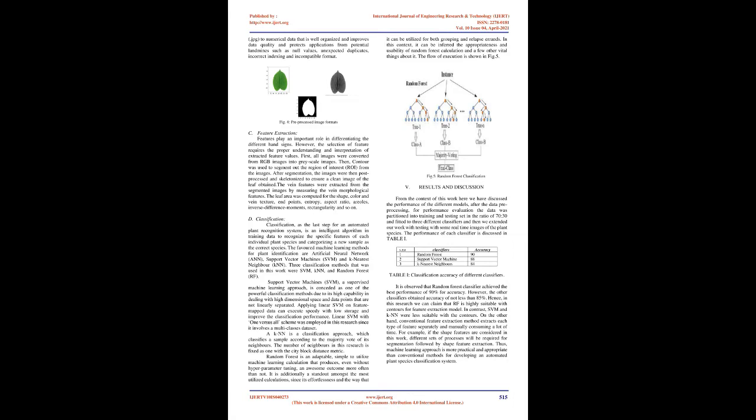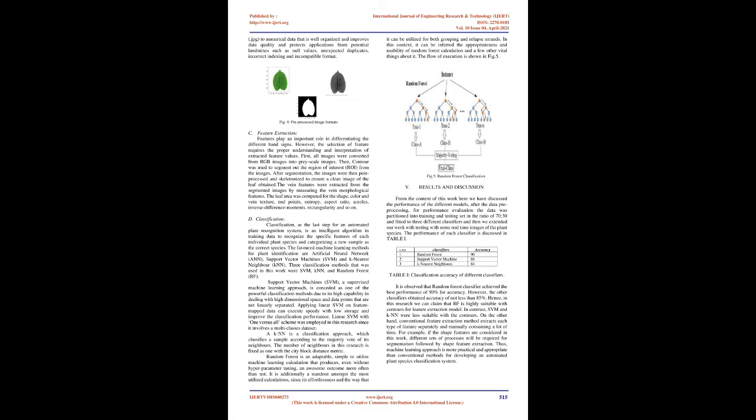Data is transformed from image format .jpg to numerical data that is well organized and improves data quality and protects applications from potential landmines such as null values, unexpected duplicates, incorrect indexing and incompatible format. It can be utilized for both grouping and relapse errands. From the context, it can be inferred the appropriateness and usability of random forest calculation and a few other vital things about it. The flow of execution is shown in Fig.5.